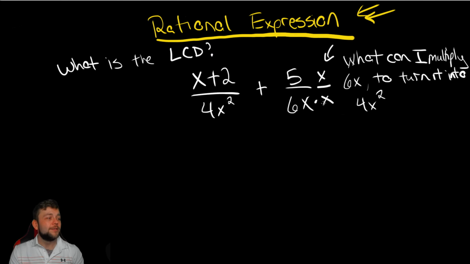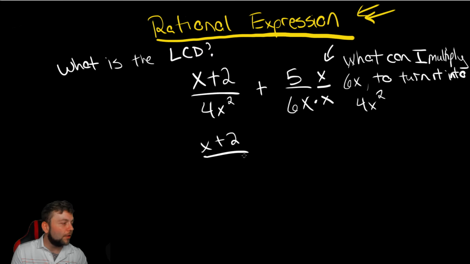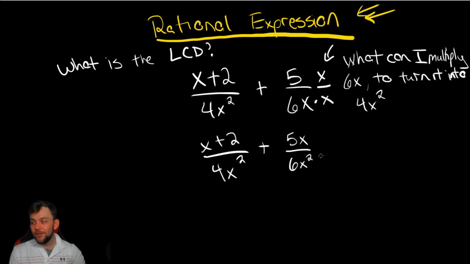Okay? So let's just rewrite this problem now. So we have x plus 2 all over 4x. I mean, it looks so ugly. I'm sorry. But 5 times x is 5x all over 6x squared. So we're getting closer. We're getting warmer to making it look like this, right? But now it's just like any other regular fraction or adding together fractions. We can change this one around and this one around.